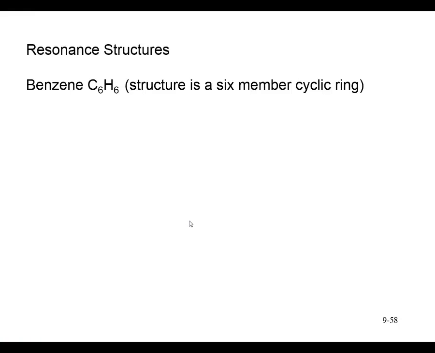Okay, now I'd like to show you benzene's resonance structure. Now I need to give you a few hints about what benzene is. Benzene, C6H6, is actually a very interesting structure that's a six-membered cyclic ring. So I have the 6 carbons in a cyclic ring, so let's go ahead and draw that.